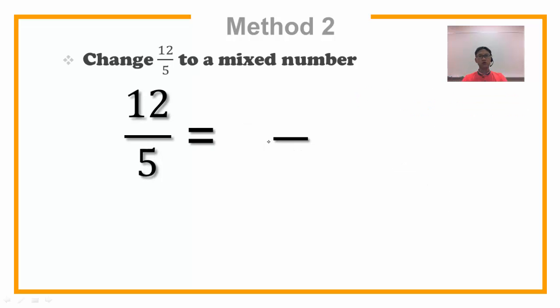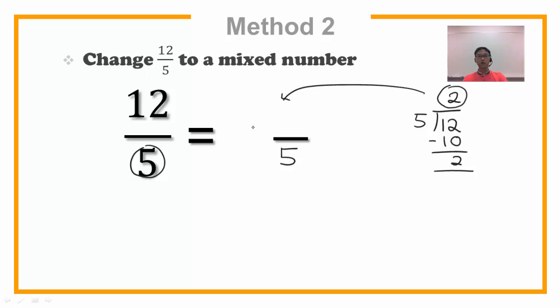Now, let's try another question. So remember, when I want to convert an improper to mixed, I use division. My denominator still remains the same, so 5 will be my denominator. Then I divide 12 by 5, and that will give me 2 remainder 2. The answer that I get will be my whole number, which is 2. My remainder will be my numerator. So my answer is 2 and 2/5.